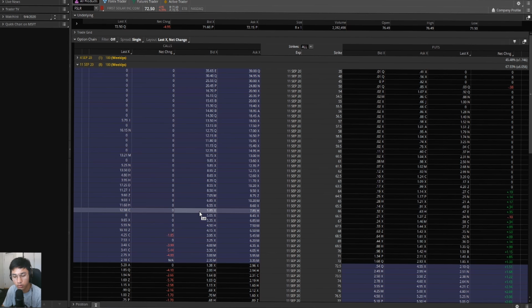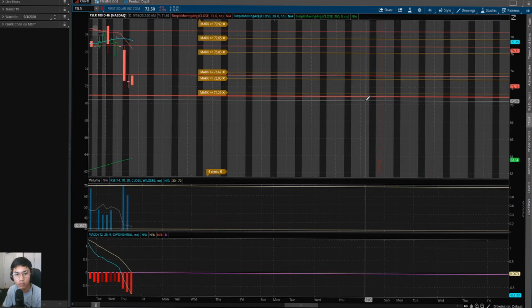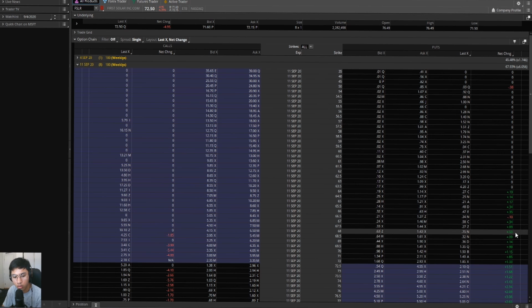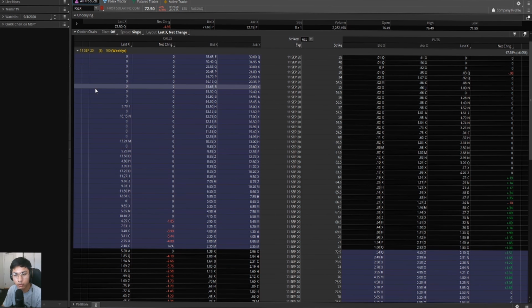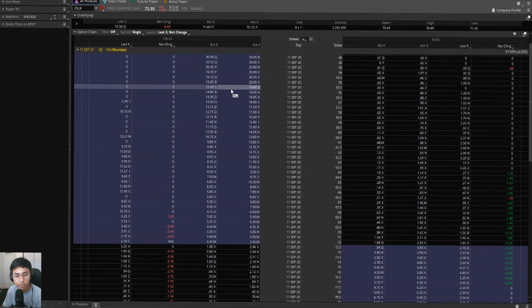So if tomorrow things go as planned and FSLR breaks above 73.67, then I'm looking to buy call options, and I'm going to buy next week's expiration. Even though it might move tomorrow, the expiration date is going to affect how the option's price moves.